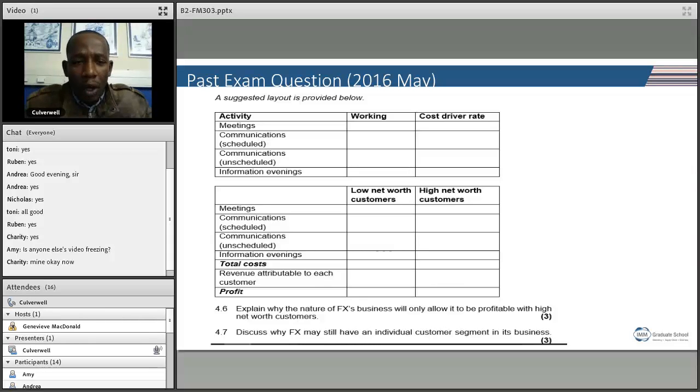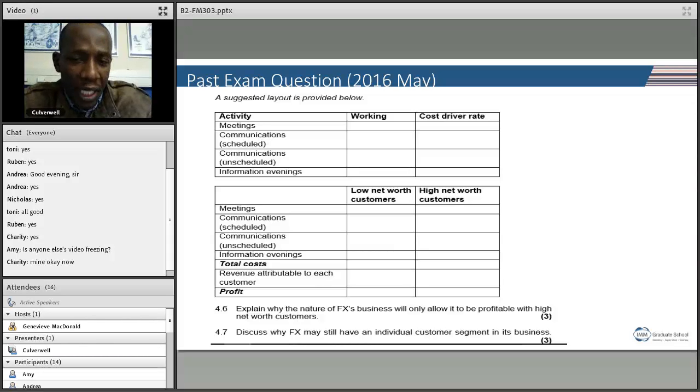So I've got 3 columns there. The first one being the activity itself. You're going to show the working, and you get yourself a cost driver rate. A cost driver rate is this specific variable that will make my cost on an activity go up or go down, or rather, change.